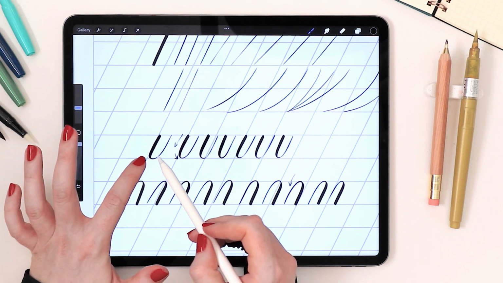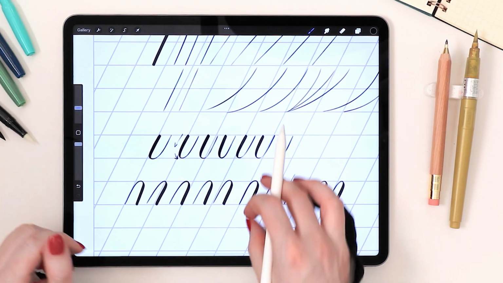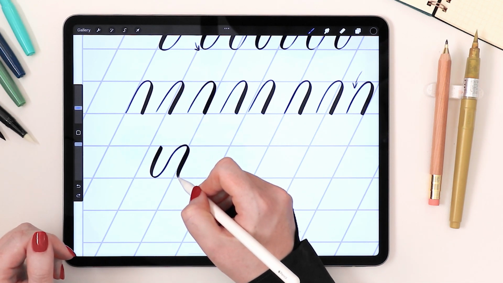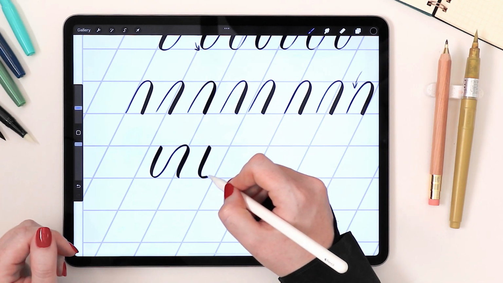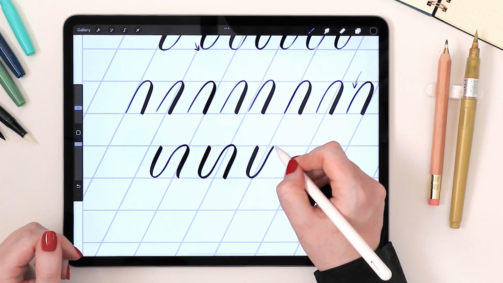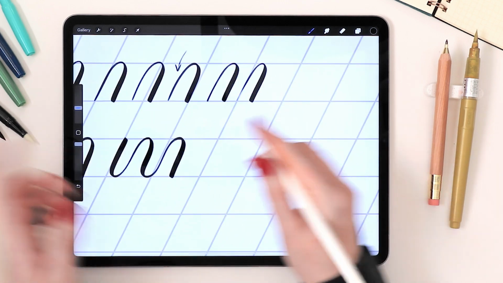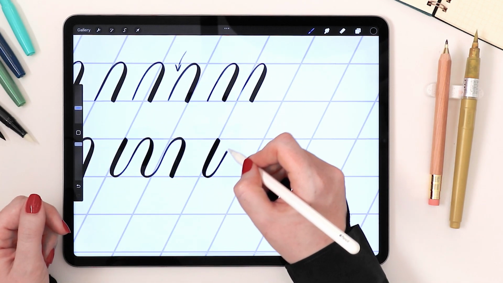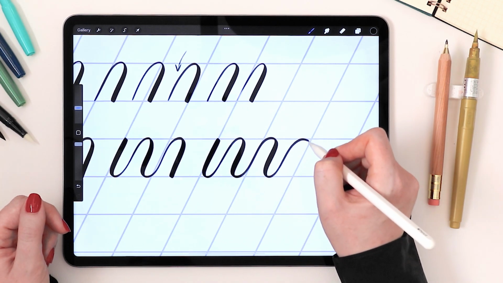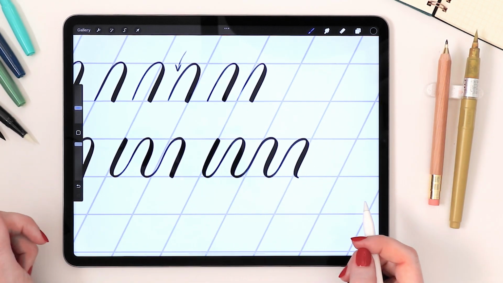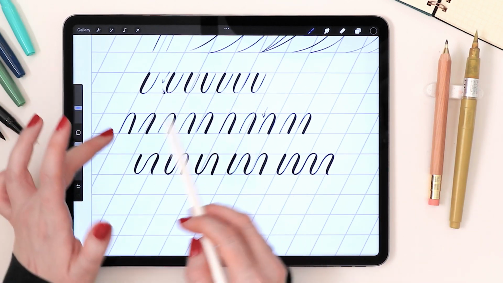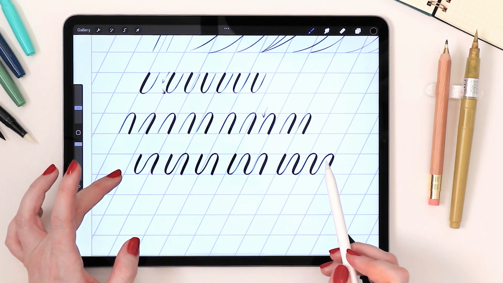So here we have our underturns and our overturns. So let's combine them. So we go from an underturn to an overturn. Underturn to overturn. You can keep going even longer. That's great practice for what's to come when you're creating entire words where you don't lift your pen and you have to move across the screen horizontally at larger distances. So I want you to stop for a moment, create some underturns, create some overturns, and create some combinations of both.